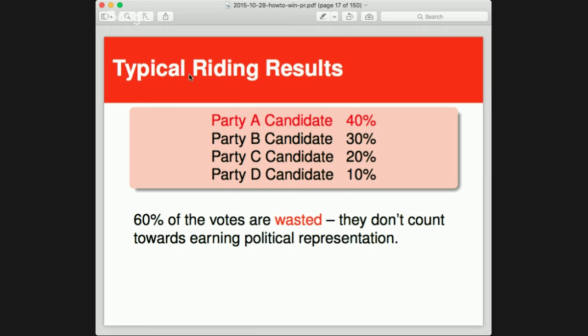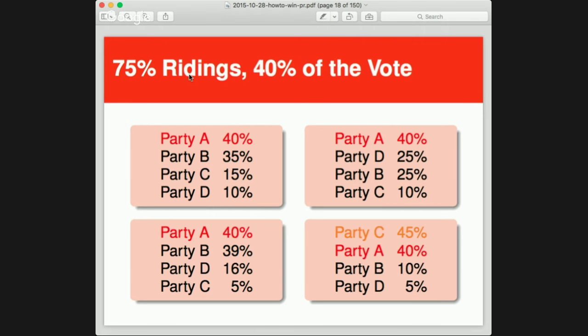Why does that still produce these distorted results? Well, don't just look at one riding, because in one riding, maybe this is an acceptable result. Somebody has to be the winner. Why shouldn't it be party A? Let's look at all of these different ridings. Here's four fictional ridings, right? In every riding, party A gets 40% of the vote. Therefore, they got 40% of the vote overall, right? There's 4 ridings. How many ridings did they win? Party A won 75% of the ridings.